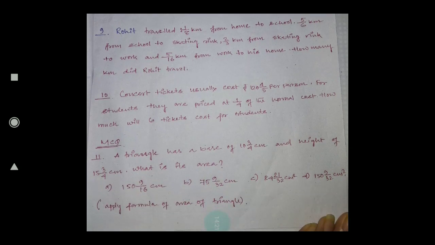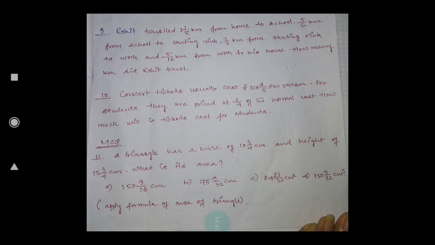Question number 10. Concert tickets usually cost 12 4/5 per person. For students, they are priced at 1/4 of the normal cost. The normal cost is 12 4/5. For students it costs how much? For students it costs 1/4th of that normal cost. That means 1/4 of 12 4/5.